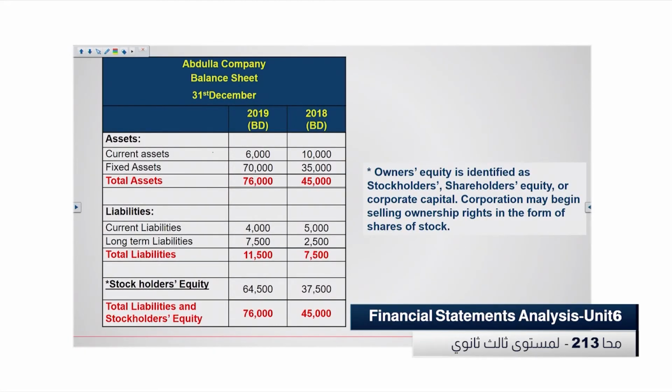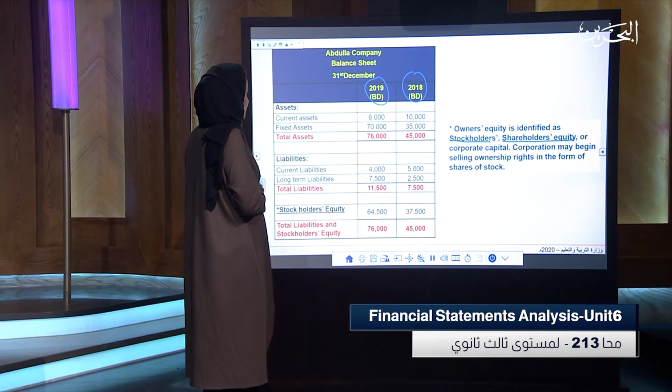We have the balance sheet for 2 years, 2018 and 2019. Okay, the amounts are given for both years. The owner's equity is also identified as stockholders' equity, shareholders' equity, or corporate capital. A corporation may begin selling ownership rights in the form of shares of stock. Let's see the solution.